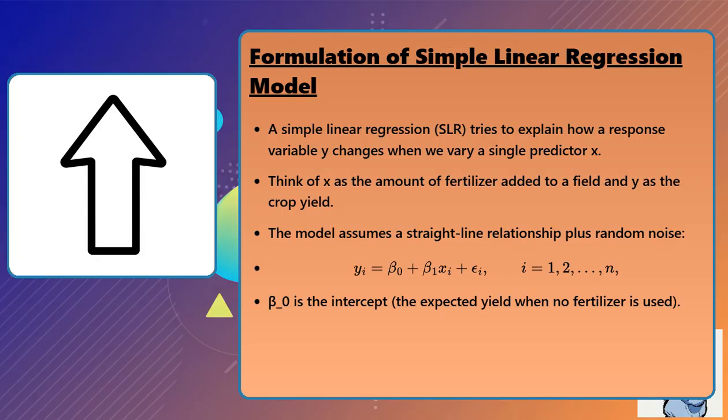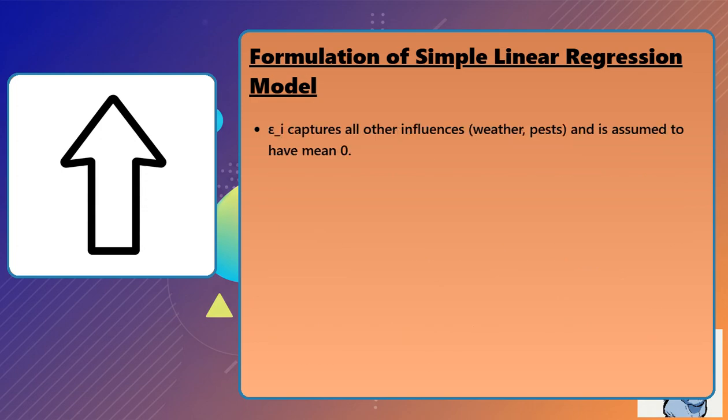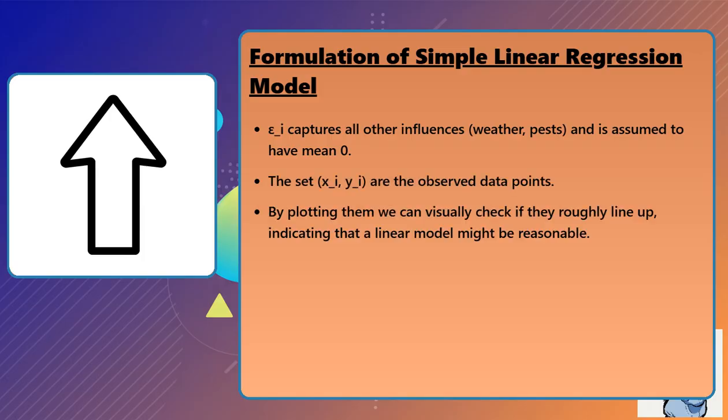Beta 0 is the intercept, the expected yield when no fertilizer is used. Beta 1 is the slope, how much the yield is expected to increase per unit of fertilizer. Epsilon sub i captures all other influences, weather, pests, and is assumed to have mean 0. The set x sub i, y sub i are the observed data points. By plotting them, we can visually check if they roughly line up, indicating that a linear model might be reasonable.